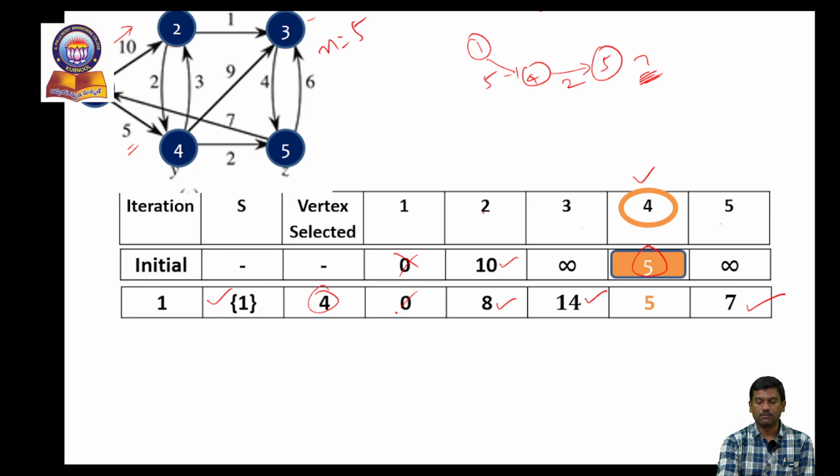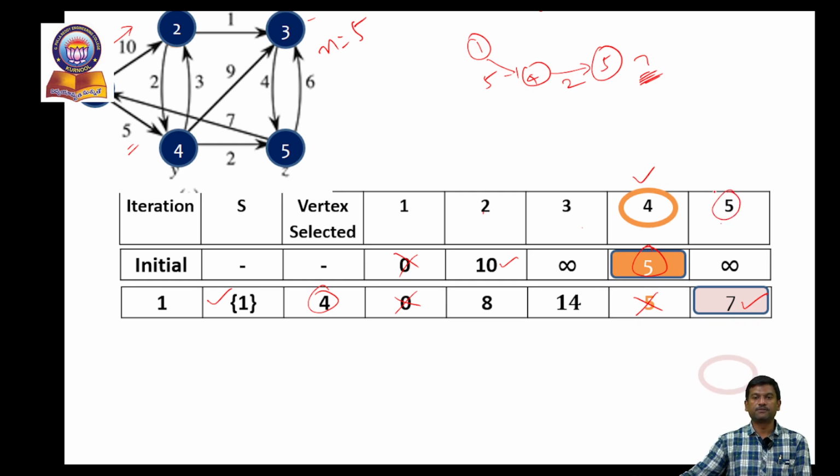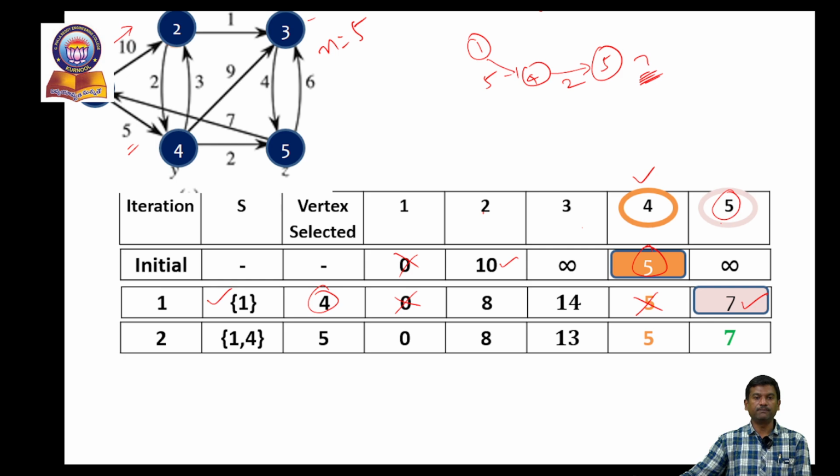So you should not take into consideration the 0, and similarly you should not take this value because we have already explored this vertex. So between the remaining values, that is 8, 14 and 7, what is the minimum? Minimum is equal to 7. So what is the vertex that you have to select? The vertex that you have to select is 5. So in your next iteration, already we have considered the vertex 4. That is what we have written. That is 1, 4. And in the previous step, we have considered the vertex 5. So vertex 5 has been selected.